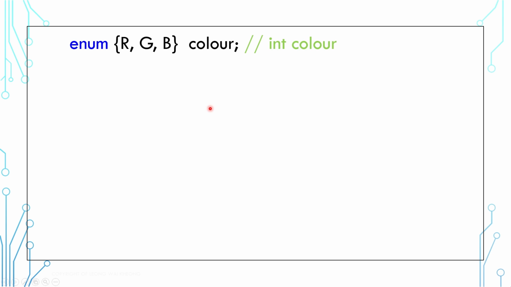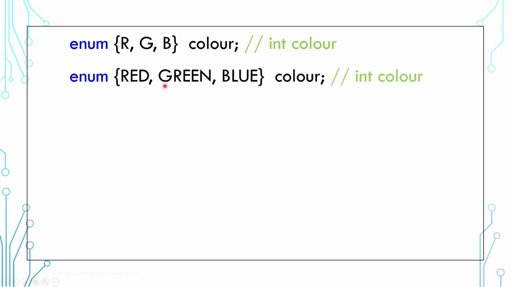Let's look into the meaning of the syntax. This is the simplest way to introduce an enum. It is the same as introducing an int variable called color. This is a bad code because RGB are vague names. We should use clearer names like red, green, and blue. But we'll use RGB to save space and time.